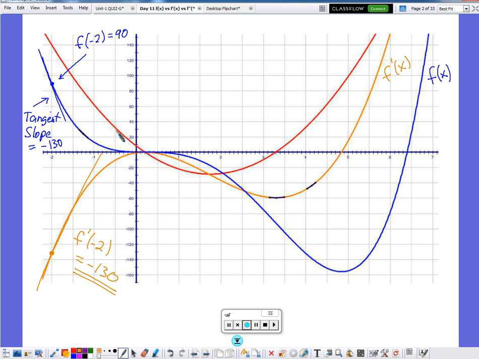So that tangent slope, let's write it out here. Tangent slope of f prime at x equal -2 is. We're going to write it right here in this box.